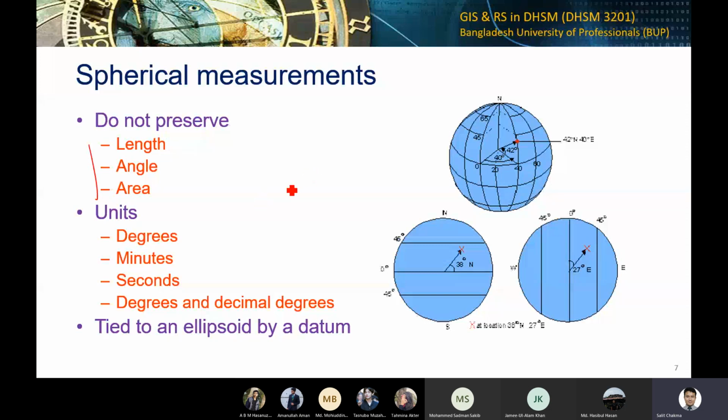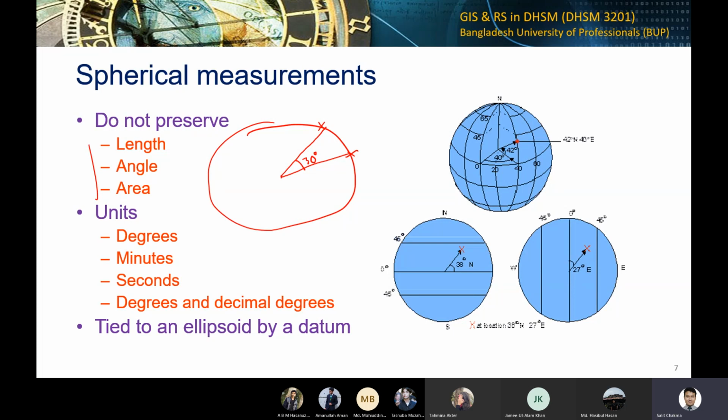I think I have given this example earlier. If this is the center of Earth, this is the Earth, and you have two points on the surface of Earth, and you take the angular measurement and say that the difference between them is 30 degrees. Okay, there are 30 degrees, 0 minutes, 0 seconds. Okay, but this calculation fails to calculate the size of the area that is created on this surface of Earth between these two points. Why?